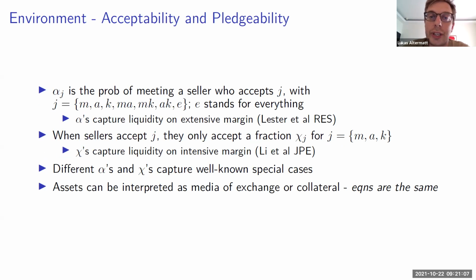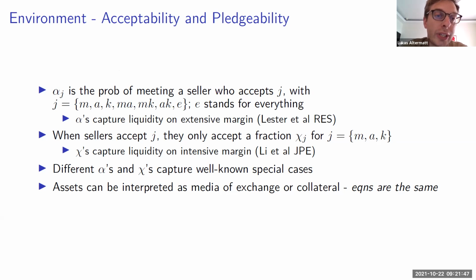Importantly, we assume that there's different acceptability and pledgeability of these assets. So alpha J is the probability of meeting a seller in the DM who accepts J, and J can be any of these 7 things in brackets. You can meet a seller who only accepts money, so alpha M gives that probability. You can meet a seller that only accepts assets, or only accepts capital. You can meet a seller that accepts M and A, so money and assets, or M and K, or A and K, and M, A, and K. Typically, we will not have all of these 7 positive, but we have all of them in the model.